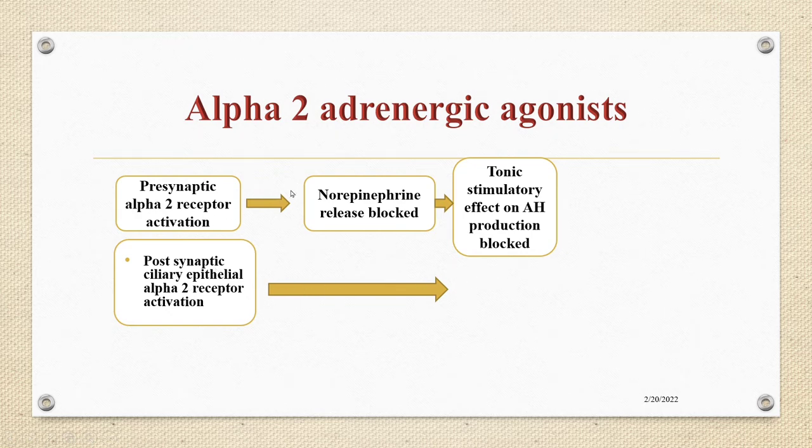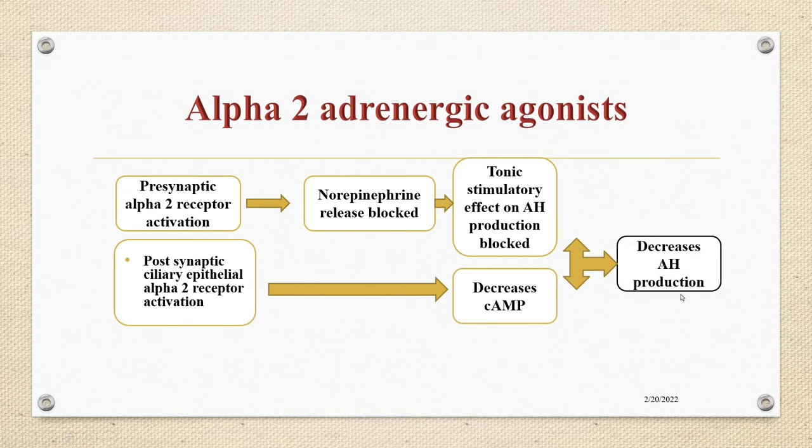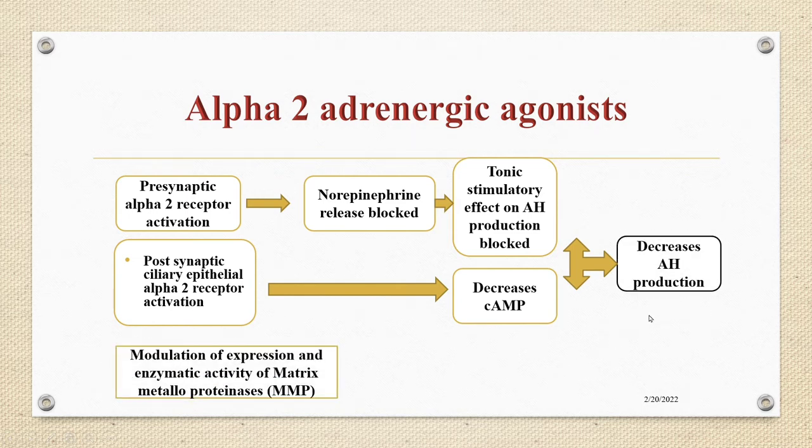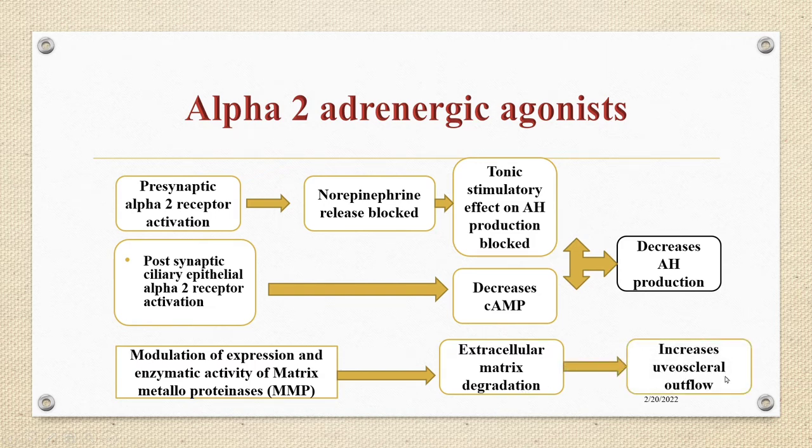If the alpha 2 adrenergic agonist acts on this, it will lead to a decrease in cAMP, which is a secondary messenger useful in the production of aqueous humor, and both together lead to a decrease in aqueous humor production. There is also one other pathway where the matrix metalloproteinases' expression and enzymatic activity is modulated by this alpha 2 adrenergic agonist. I already mentioned that matrix metalloproteinases are responsible for reducing the blocks in the trabecular meshwork, so it leads to extracellular matrix degradation and increases the uveal ciliary outflow.